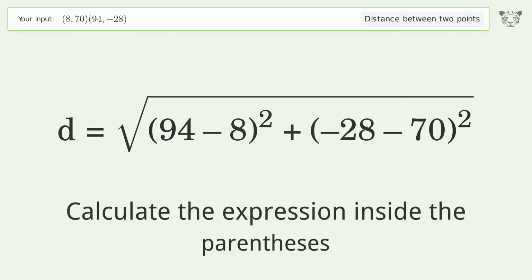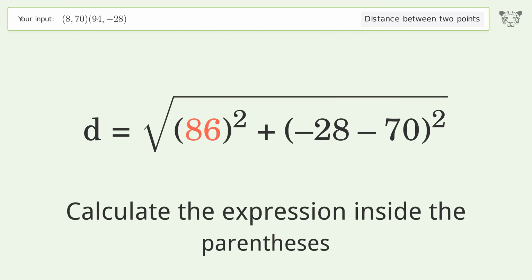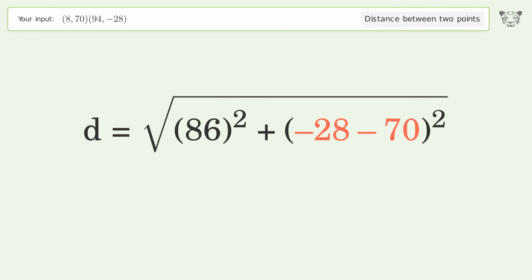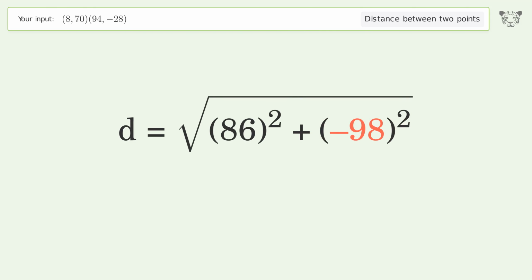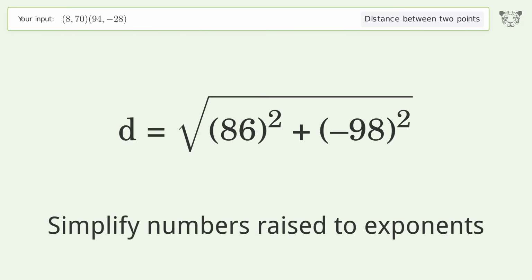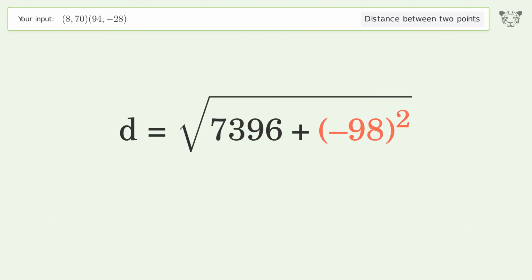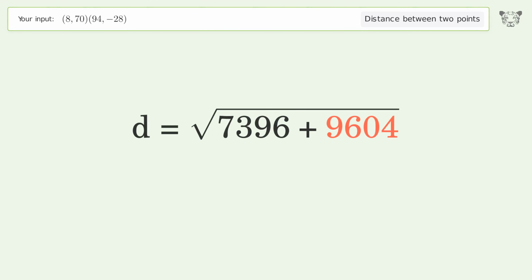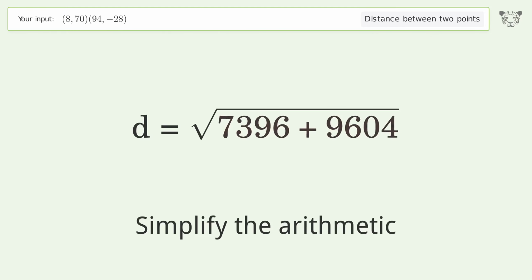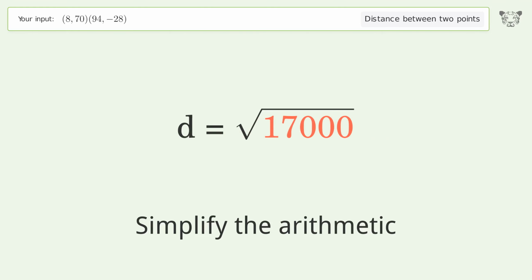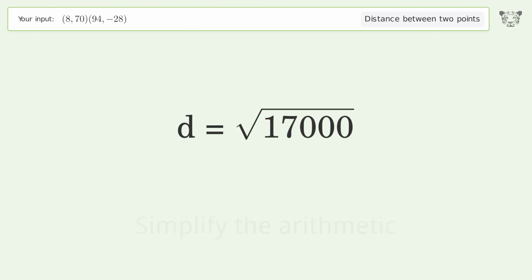Calculate the expression inside the parentheses. Simplify numbers raised to exponents. Simplify the arithmetic. And so the distance between the 2 points is the square root of 17,000 or 130.384.